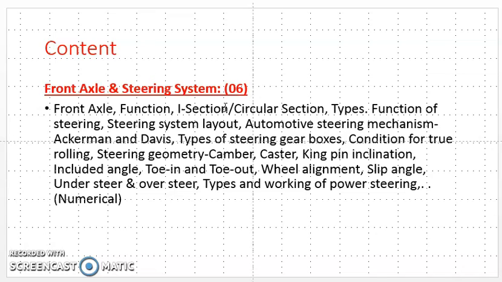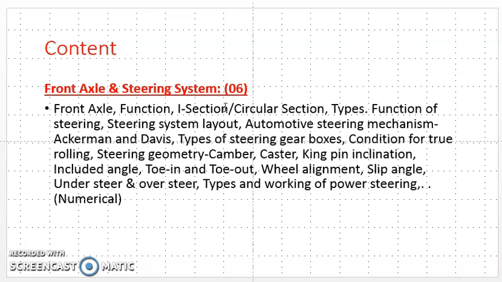After that we are going to see different types of steering gearboxes, and conditions of true rolling, and steering geometry, which is very important, as I already told you in the chapter on tire and wheel. The steering geometry affects the life of the tire, and also safety and true functioning. That's why we are going to learn what is camber angle, caster angle, kingpin inclination, toe-in, toe-out, and what happens when these angles are not proper.